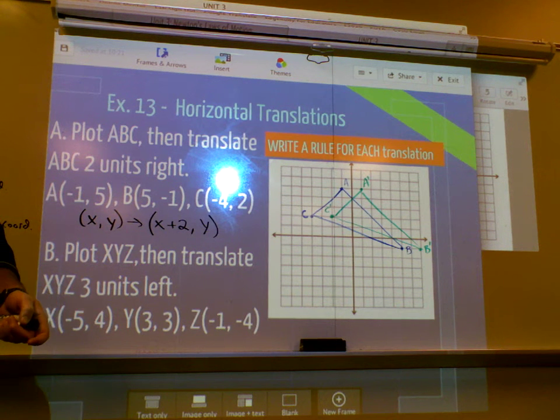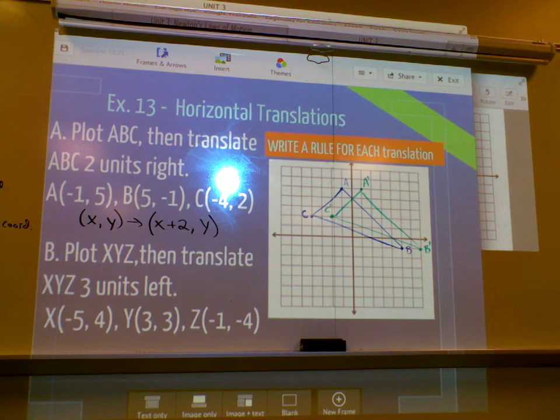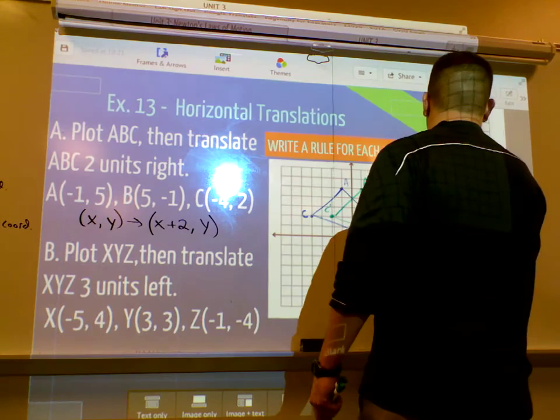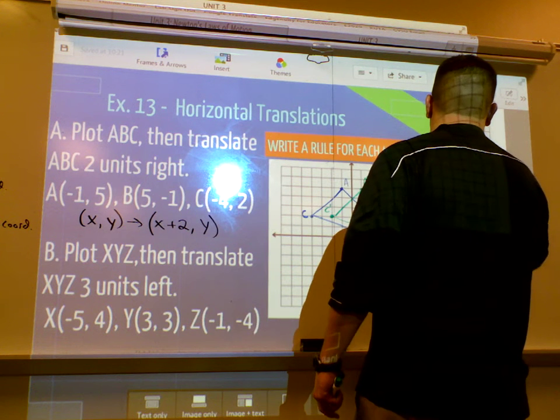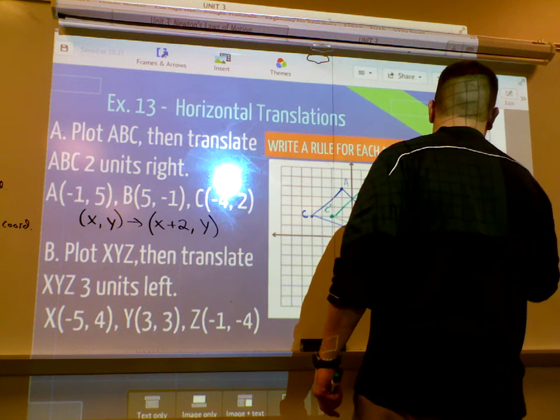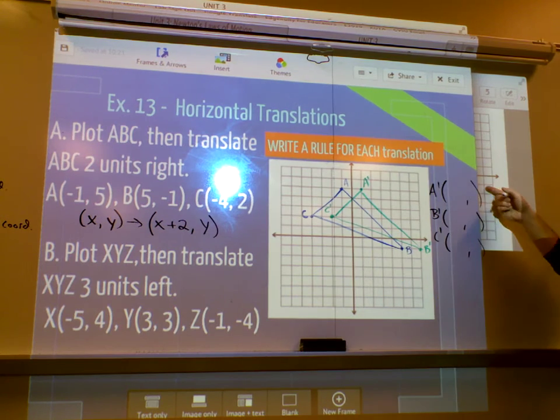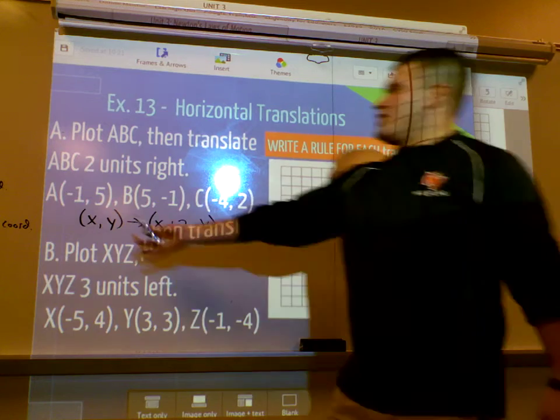Guys, any questions? Okay. Now I said there's 2 ways, right? One way was to count. The other way would be to make a list of A prime, B prime, C prime, and then just plot the points. Now, I would like you every time to make a list of A prime, B prime, and C prime, because it makes it easier for me to see that you know what you're doing. Right? So, A was at negative 1, 5, right?